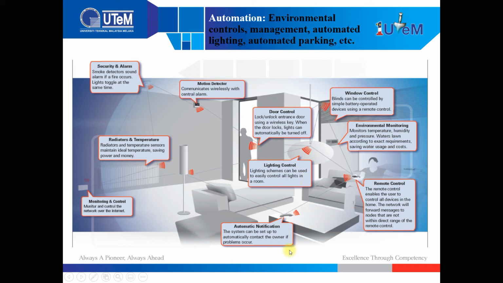Okay, so now we go for the automation. So kita ada 3 benda yang kita cover tadi. First is transportation, kedua is process, ketiga is automation. Okay, in part of automation tak banyak yang saya akan cover, just is more than automatic controls, environment control, security control, management, is all about the automation lah, automatic.